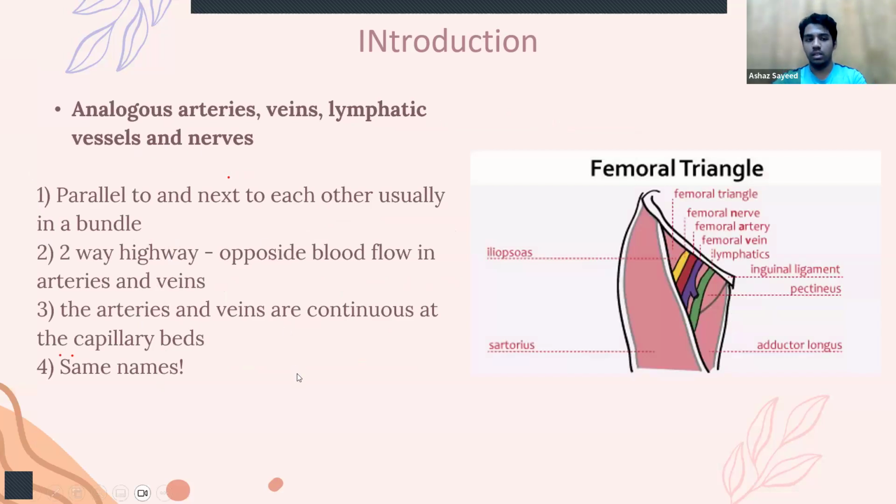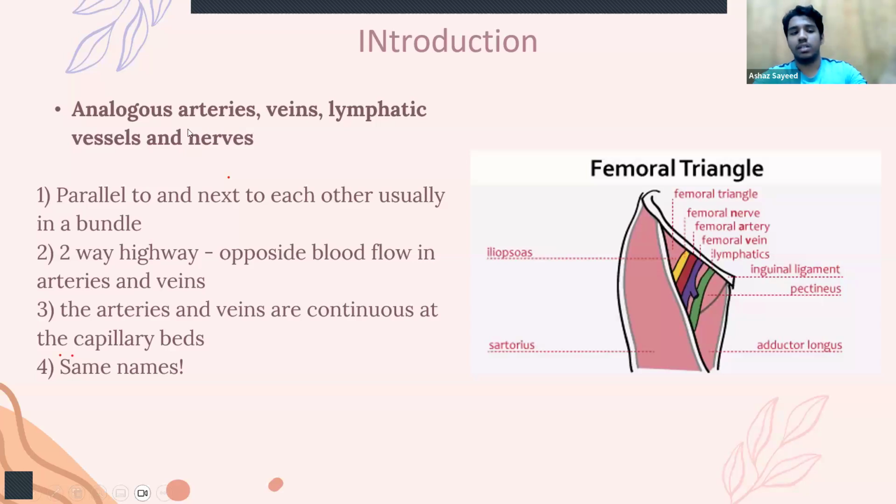So whenever there are major blood vessels, you're going to have your arteries, your veins, your lymph vessels, and nerves. They're all going to be together in a big bundle. And these are just some rules you have to remember if you want to name them. It's not really significant for the MCQ part. Just know that it's going to be easier for you to identify.